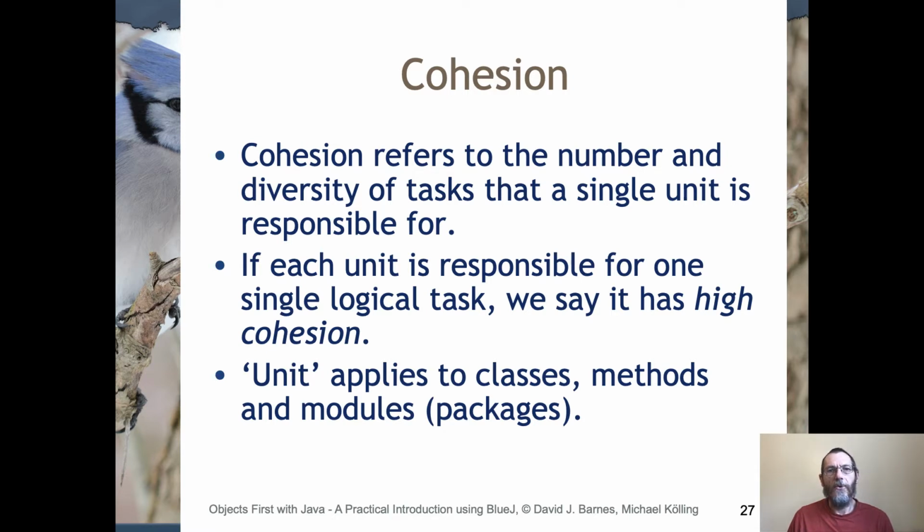And what we really want to aim for is something called high cohesion. And that is when a class or a method or a package is devoted to fulfilling essentially a single logical task. And when it's doing that, we say that that has high cohesion and that that's a desirable property of the class, the method, the package, stroke module.